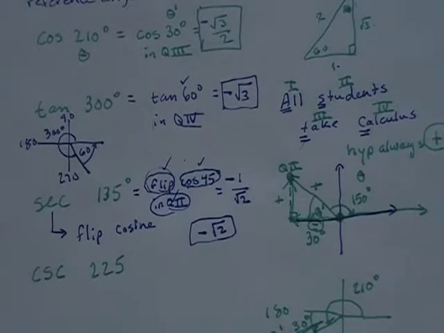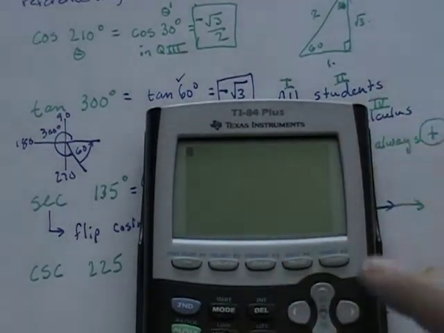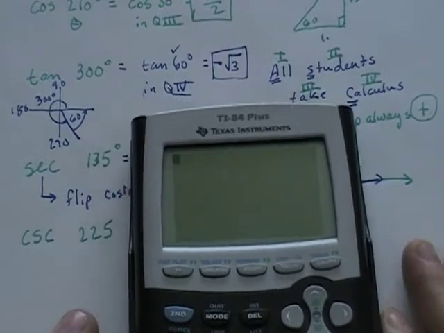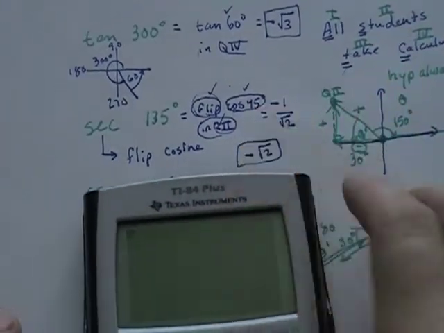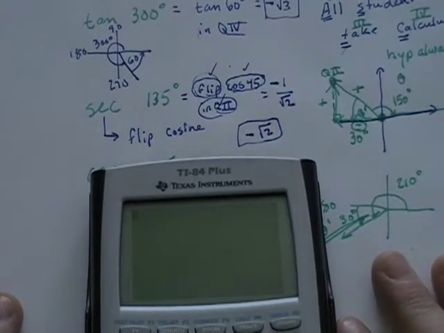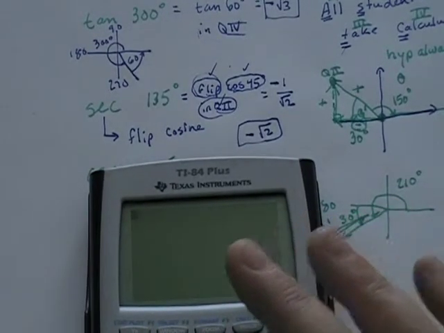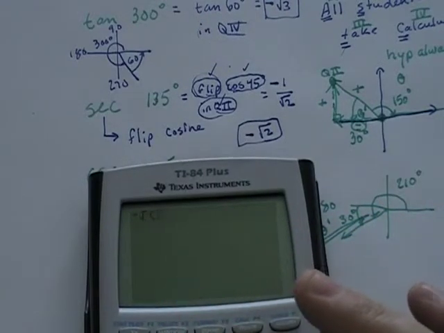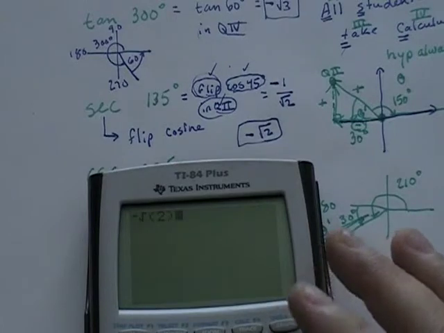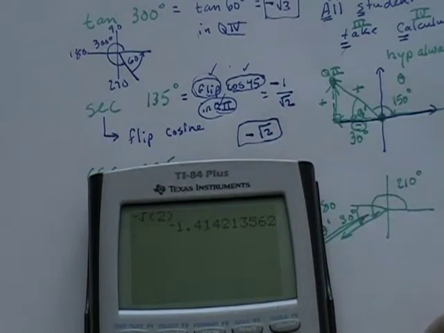And if you don't believe me, you can check it. Okay? And you say, wait, I don't have a secant button. Yeah, you do. Let me show you. You have a secant button. You just don't know you have a secant button. So here goes. I'm going to type the negative square root of 2. I'm going to hit enter. Negative 1.414.